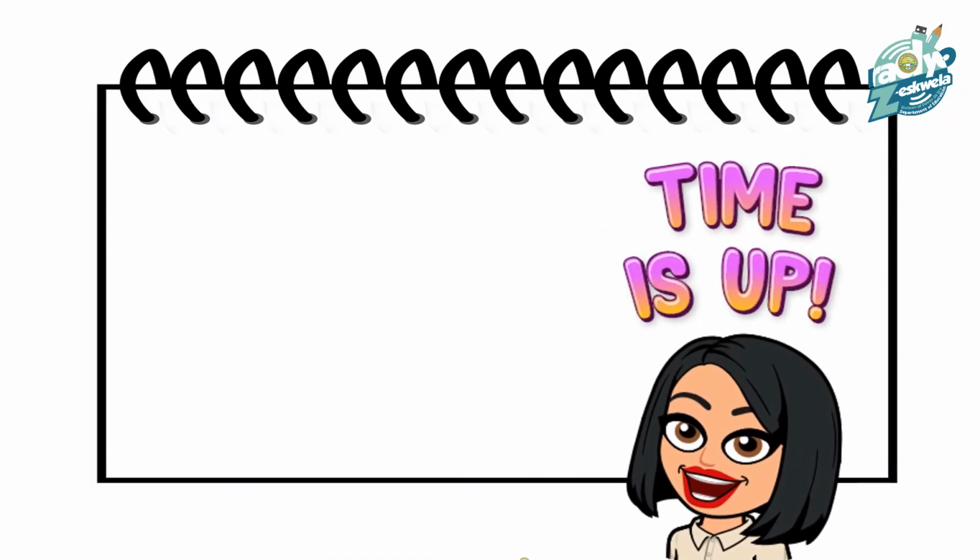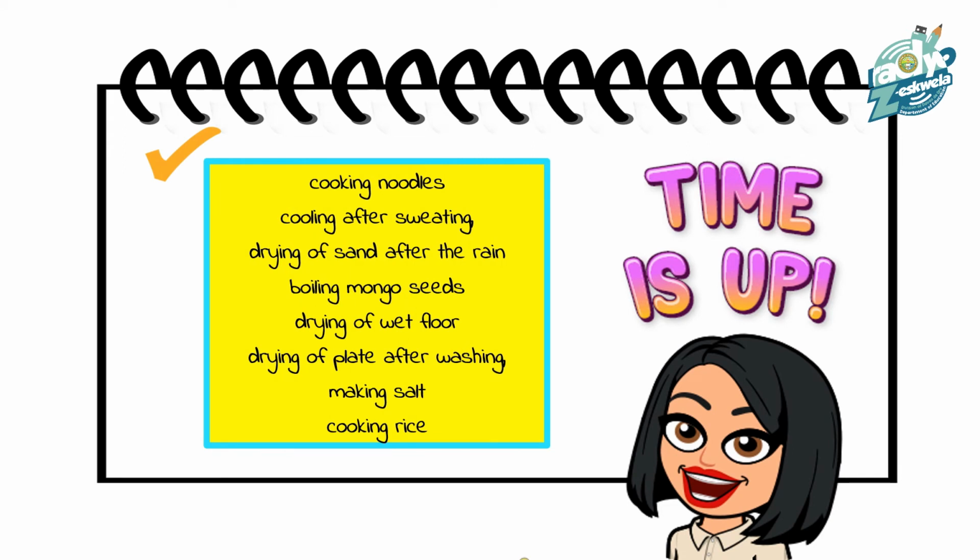Time is up, and now let us check your work. Conditions that undergo the evaporation process are cooking noodles, cooling after sweating, drying of sand after the rain, boiling mango seeds, drying of wet floor, drying of plate after washing, making salt, and cooking rice. Did you get a perfect score? Excellent!